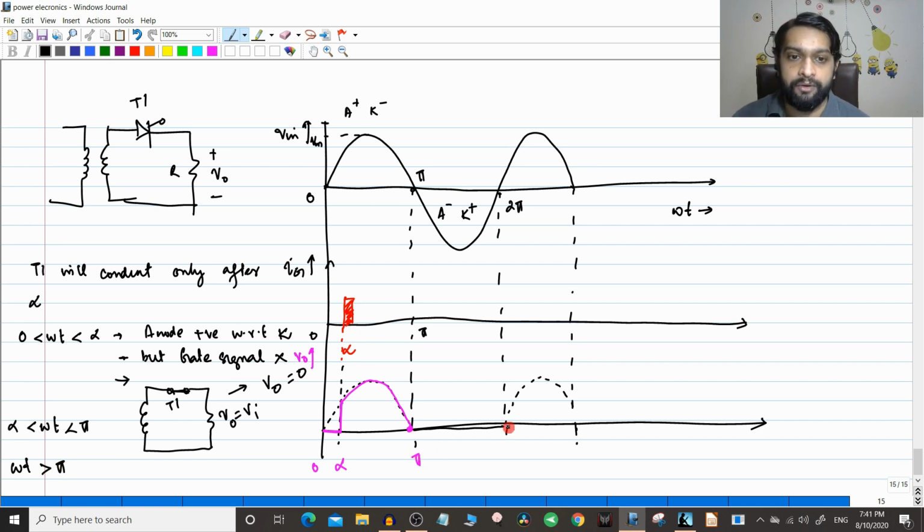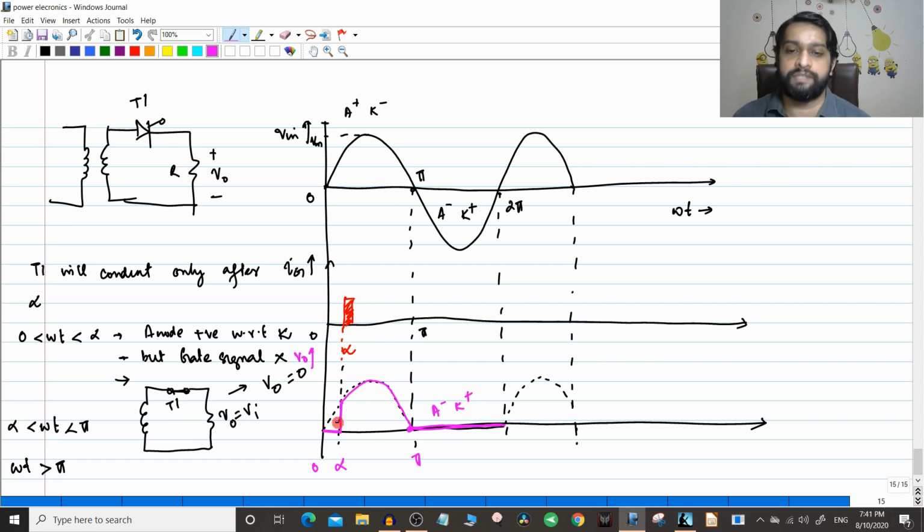What will happen? Anode is negative. Right? Anode is negative with respect to cathode. This is the negative half cycle. So here anyway V0 will be equal to 0, irrespective of whether a gate signal is given or not. This is not a condition where a thyristor will trigger on. So here V0 is anyway equal to 0, because anode is negative with respect to cathode.